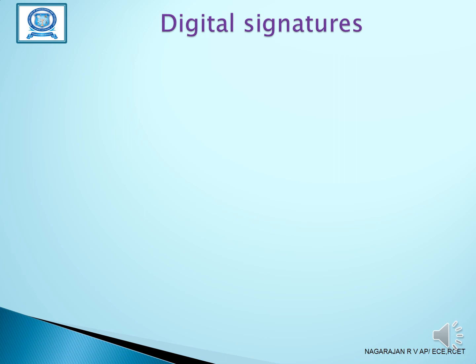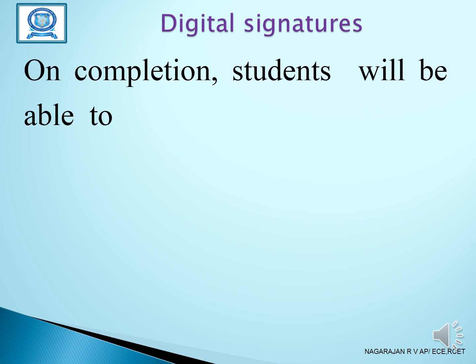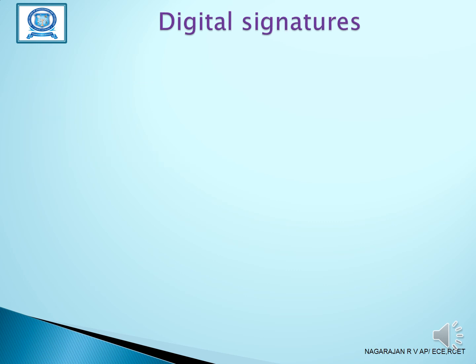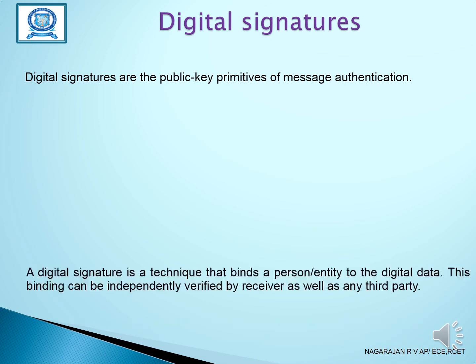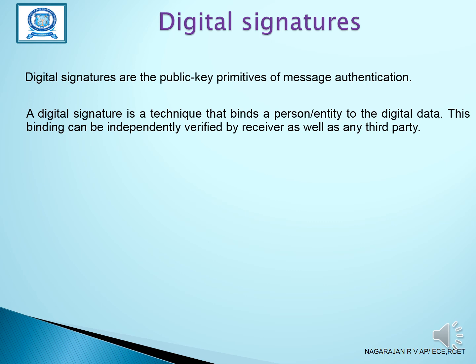After completion of this topic, the student will be able to explain the digital signature. The basic definition of a digital signature is a public key primitive of message authentication. Digital signature is a technique that binds a person or entity to the digital data. This binding can be independently verified by the receiver as well as any third party.